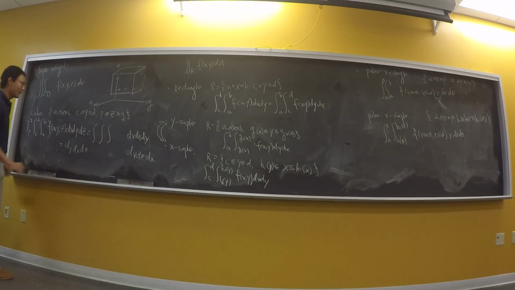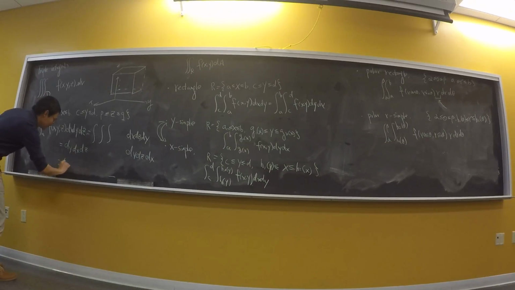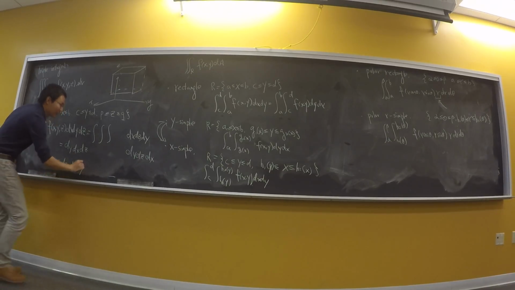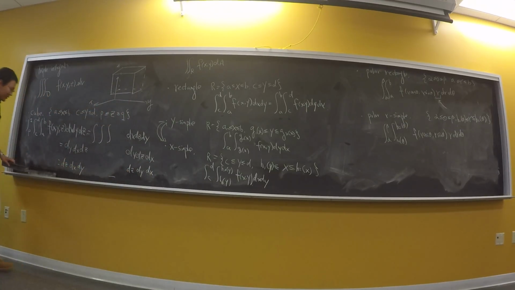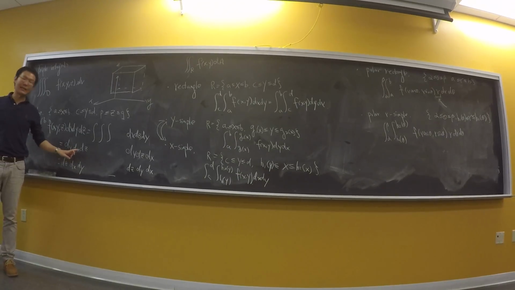In fact, I can write down the integrating order in 6 different types, right? dz, dx, dy, and dz, dy, dx. So if you ever learned about any permutation or combinatorics before, I'm just ordering my x, y, z in 6 different orders.